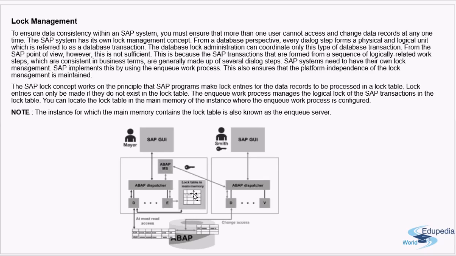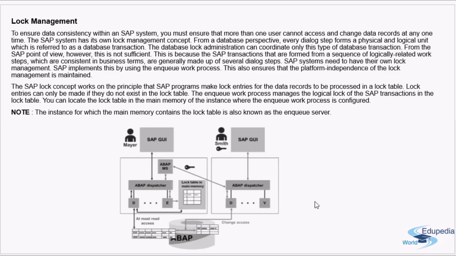So only one instance will have the lock table where the enqueue work process or one process resides, and that is also known as the enqueue server. Now, for example, see Smith. He is trying to make some change in the ABAP database. That will be recorded in the lock table via this enqueue work process.